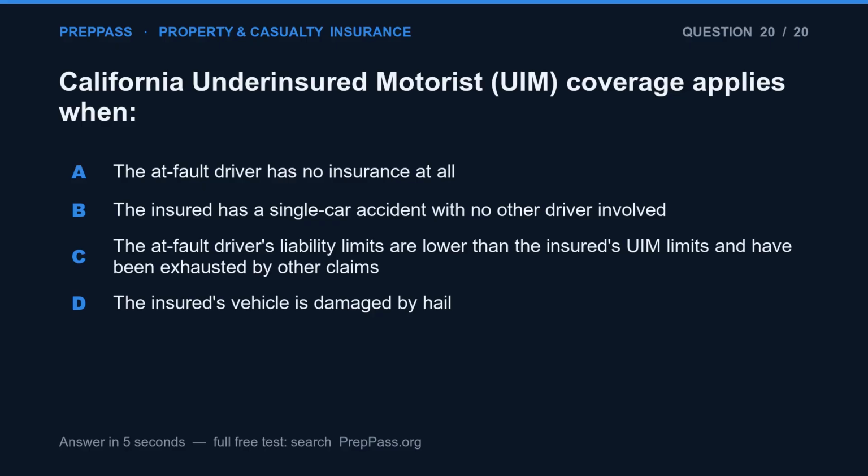Question 20. California underinsured motorist, UIM, coverage applies when A. The at-fault driver has no insurance at all. B. The insured has a single car accident with no other driver involved. C. The at-fault driver's liability limits are lower than the insured's UIM limits and have been exhausted by other claims. D. The insured's vehicle is damaged by hail.